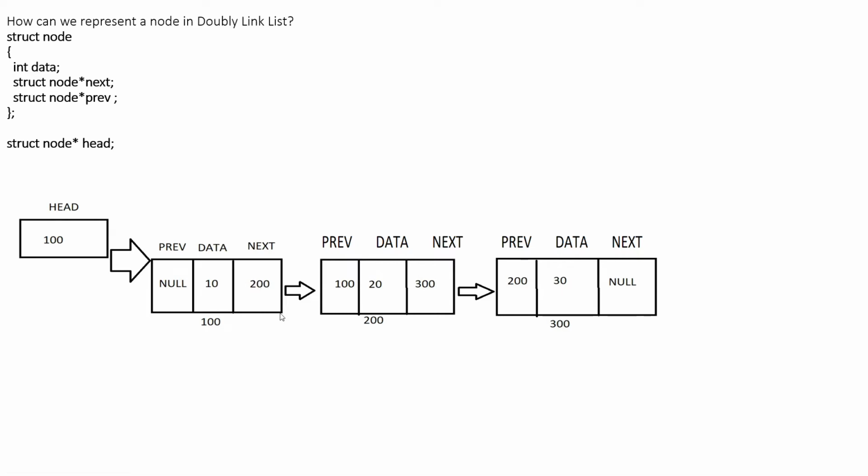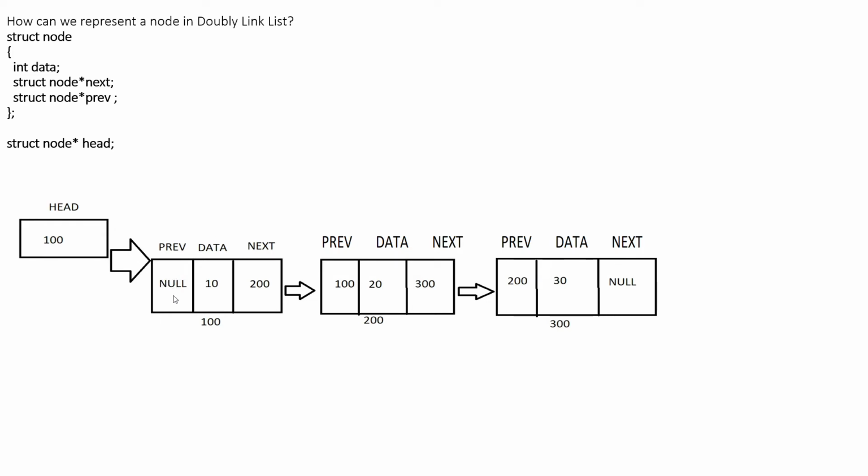Now you will observe that there is a null in the previous of the first node. Why is this null over here? The reason is that there is no node before the first node. Therefore, there is no address to be stored in the previous of the first node. That's why this is null.